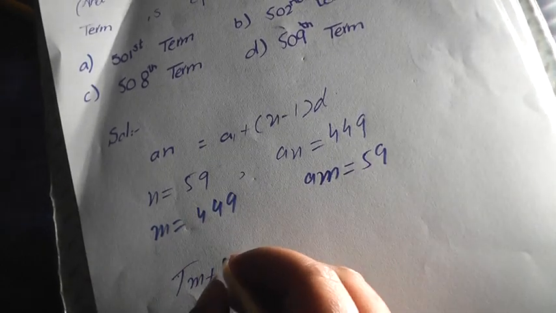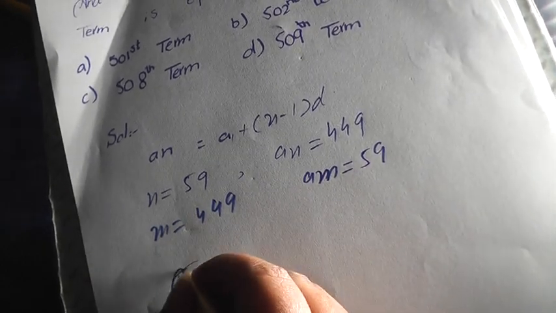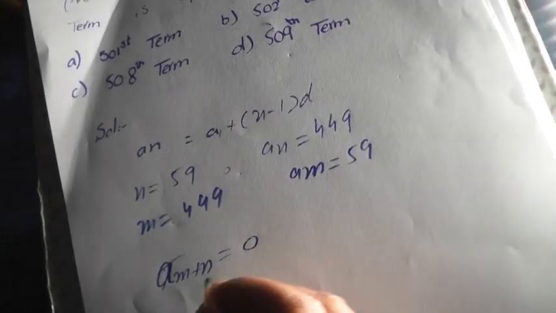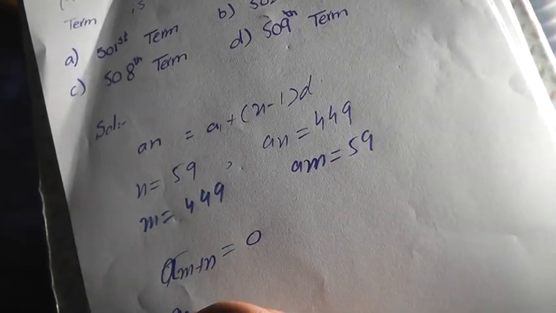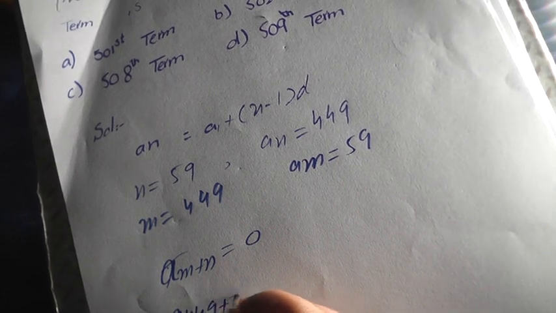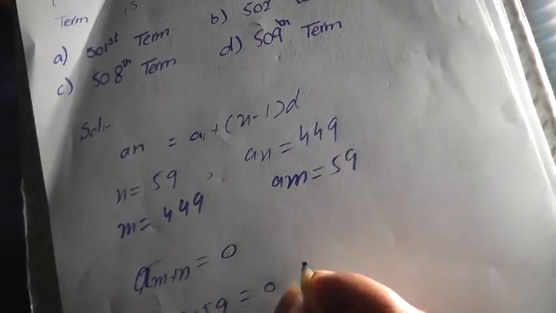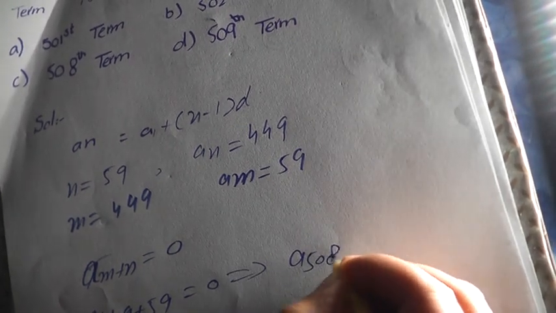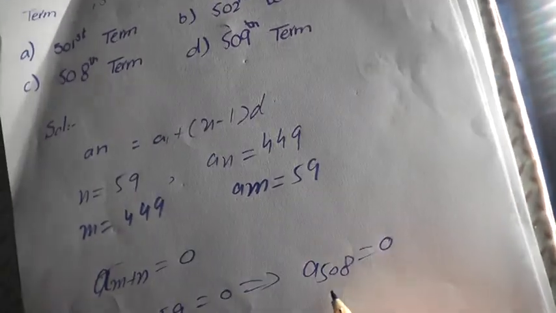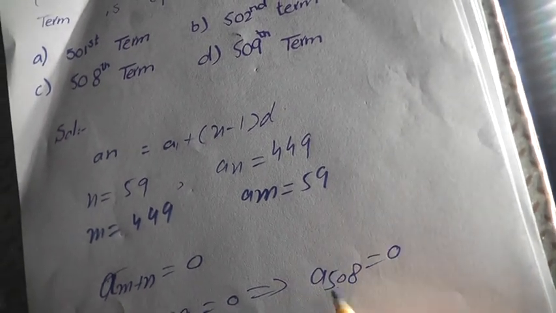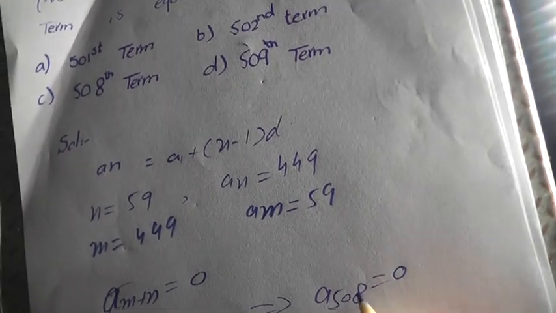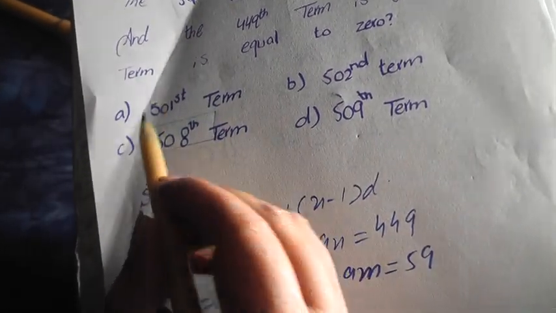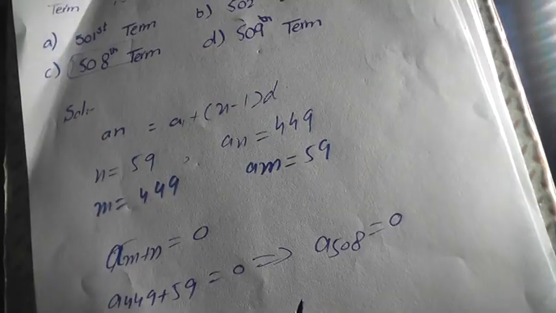That means the term a_(m+n) is equal to 0. And here m plus n is equal to 449 plus 59, which is 508. This implies that the 508th term is equal to 0. That means that term is 508, which is equal to 0. So our required answer is the 508th term. C option is the right option.